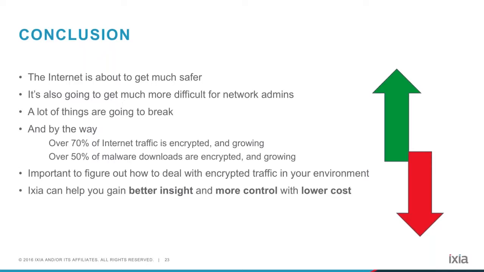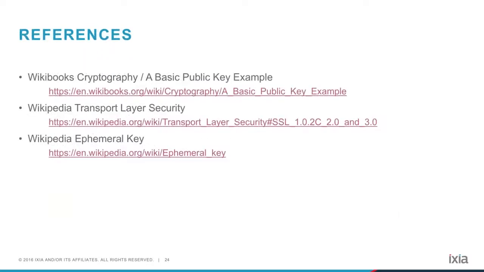If you would like to do some more background reading on this, I've included a couple of links here, and obviously you'll have access to the recording if you'd like to reference these later. Wikipedia, of course, is always a great reference, and I shamelessly cribbed some example data from this Wikibooks example. And again, if you want to do more in-depth, detailed reading on how Diffie-Hellman key exchanges work and things like that, it's a pretty good reference point.